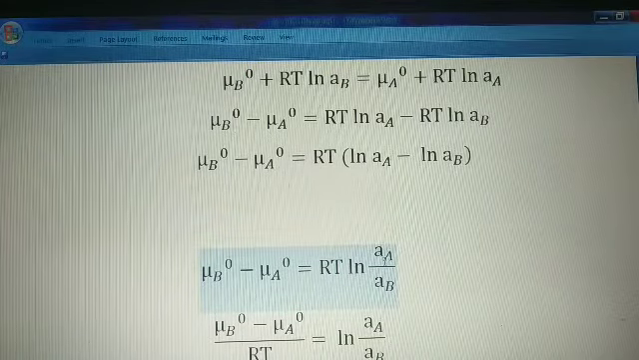So there is an equilibrium between the associated and unassociated molecules.